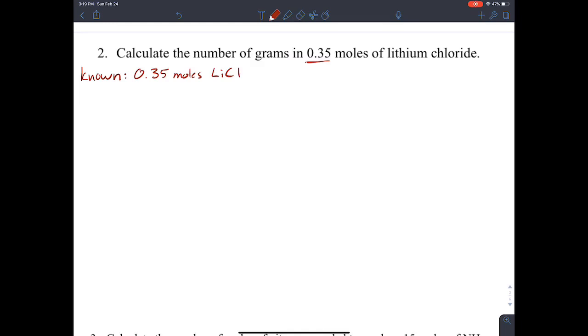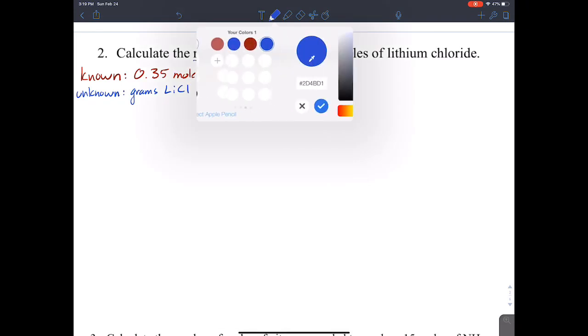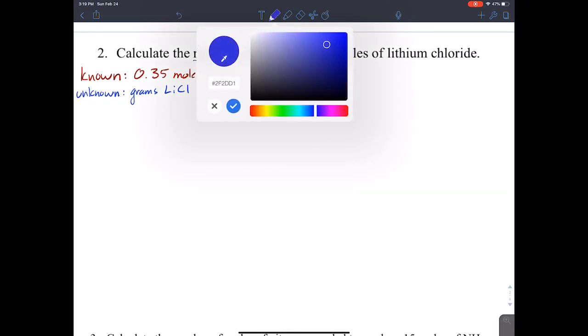Now I'll start mixing up colors. Our unknown, what we're asked to find, is to calculate the number of grams of lithium chloride. So we're trying to find grams of lithium chloride. Now our conversion factor, let's create a new color real quick, just for kicks and giggles. Let's go nice dark green.